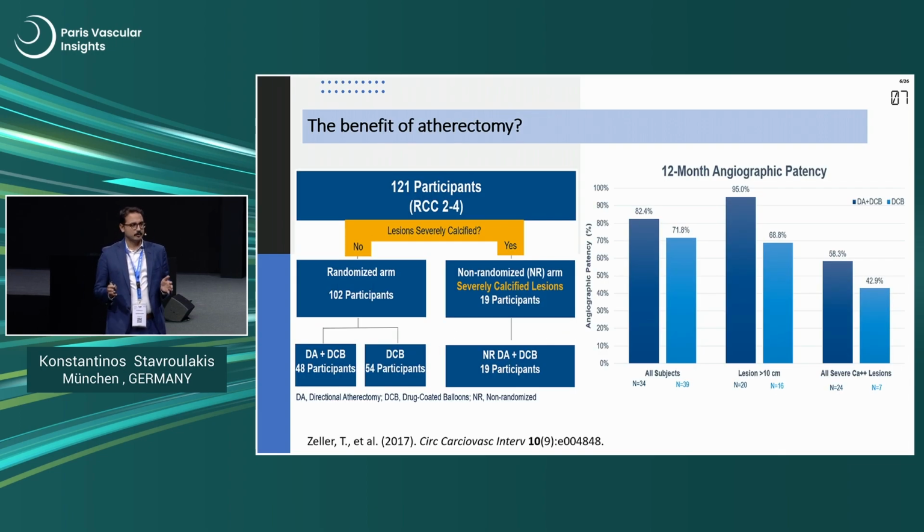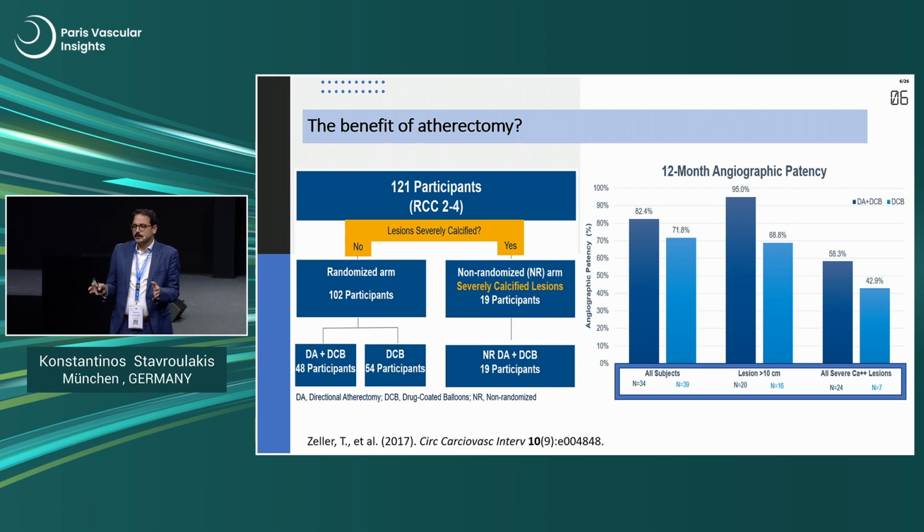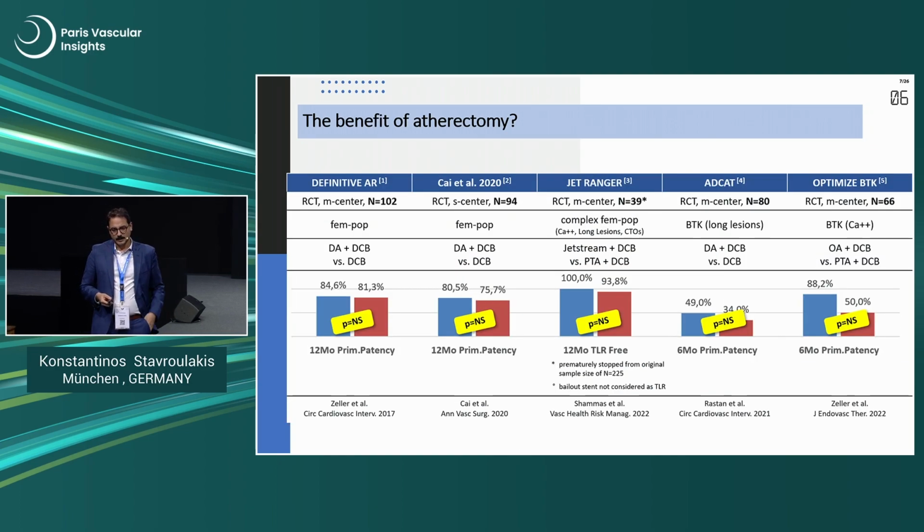The problem with atherectomy is the data that we have. We talk about benefit in long lesions, benefit in calcified lesions, but when we check the trials, for example, this is the DEFINITIVE AR trial, a pilot project, not a big trial. But the subgroups were 24 patients versus 7, or 20 versus 16. So, of course, you cannot say anything about the value of vessel prep based on the current database. And in general, we don't have big randomized controlled trials about atherectomy. And when we have them, most of the time they failed.